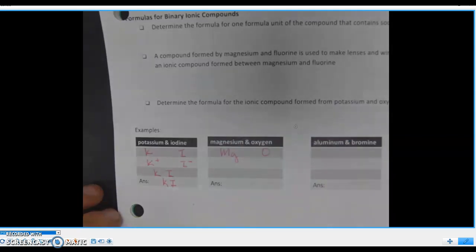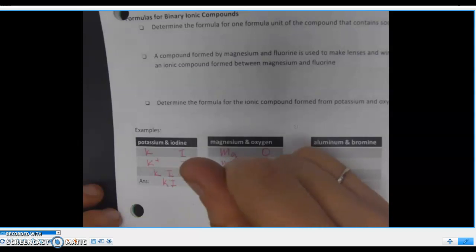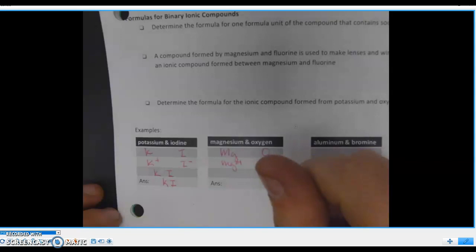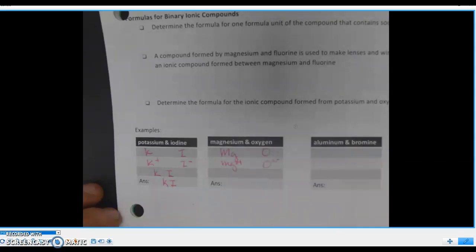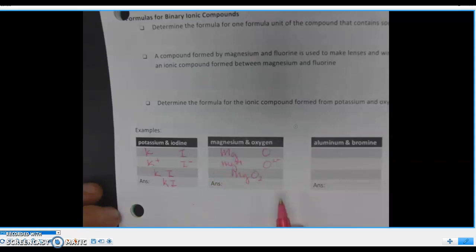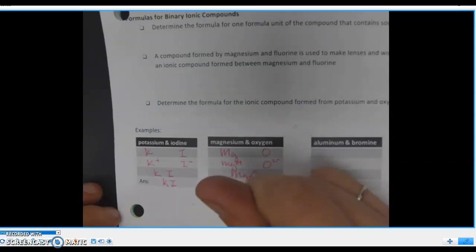Okay. Onto magnesium and oxygen. So our symbols are Mg and O. Magnesium is a group 2 metal, so magnesium would give us the 2+ charge. Oxygen is a group 16 nonmetal, so we would get a 2-. And so we're going to take the magnitude of those charges and crisscross for the subscript. So since magnesium is a 2+, our oxygen will have a subscript of 2. And since the oxygen is a 2-, our magnesium will have a subscript of 2.